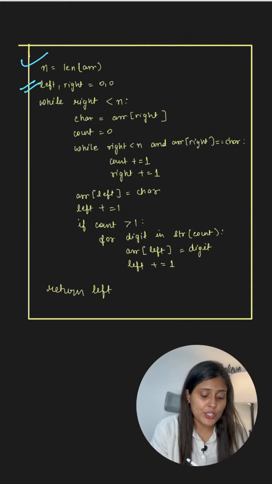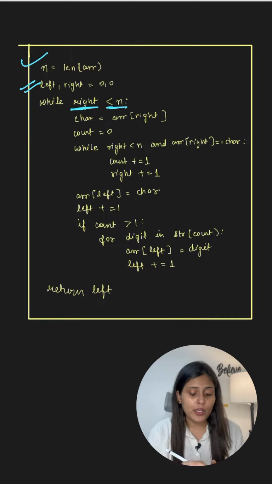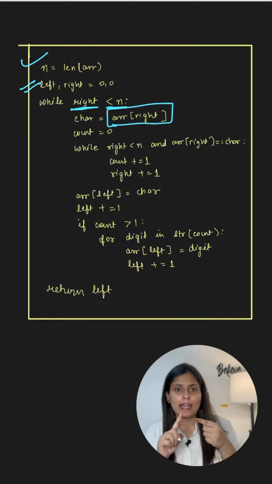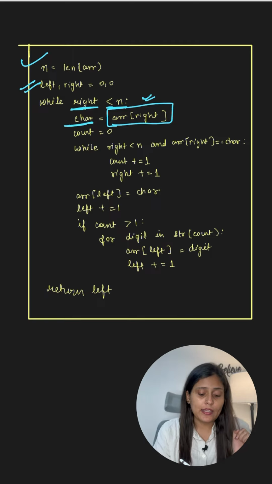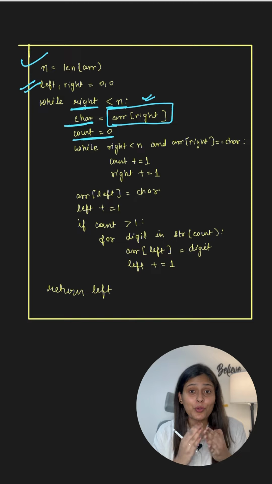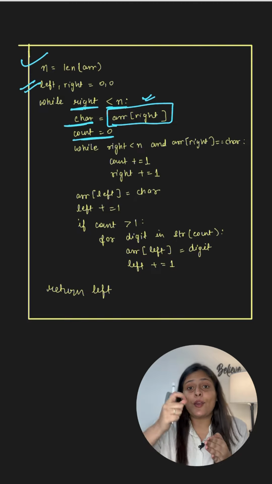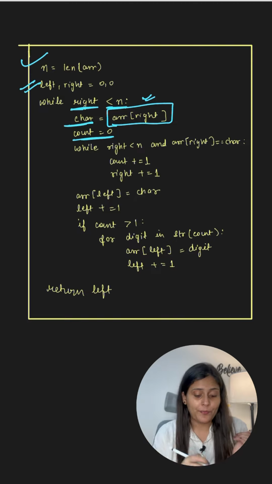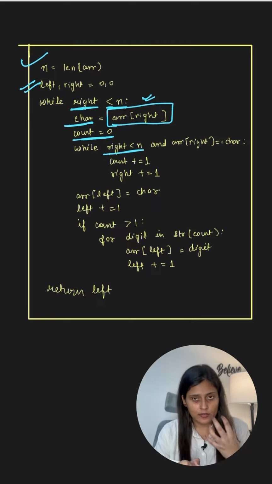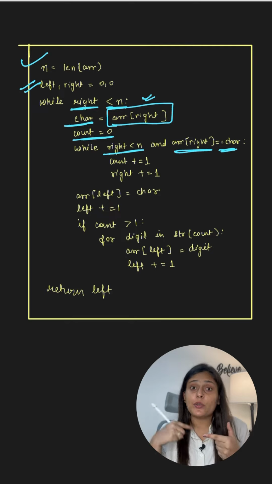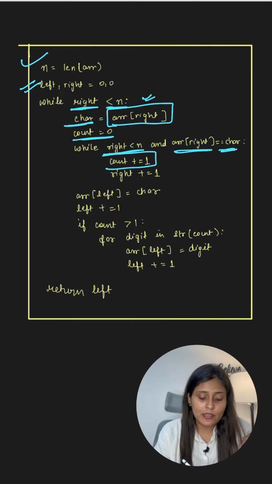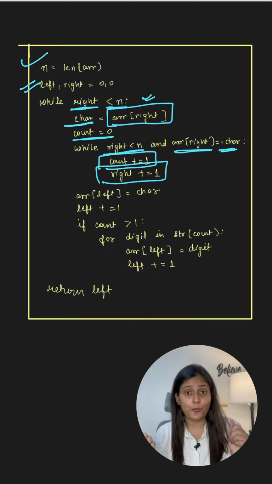Calculate the length and initialize your left and right pointers. Until your right pointer goes out of bounds, your task is first to pick the character present at the right index, keep it in a character variable, and initialize your count variable to count the frequency of the same character moving forward. So until your right is within the boundary and your array at the right pointer is equal to the same character, you keep incrementing the count, which is nothing but the frequency count, and you keep incrementing your right pointer as well.